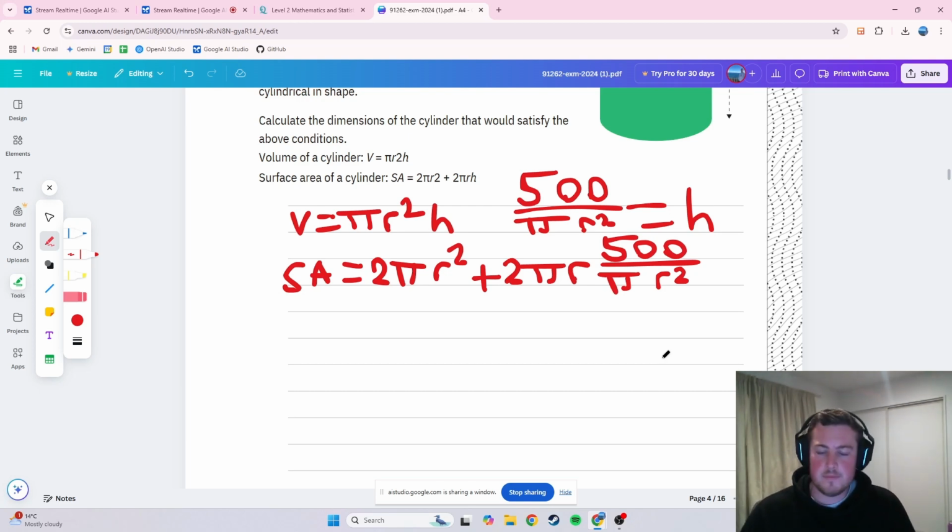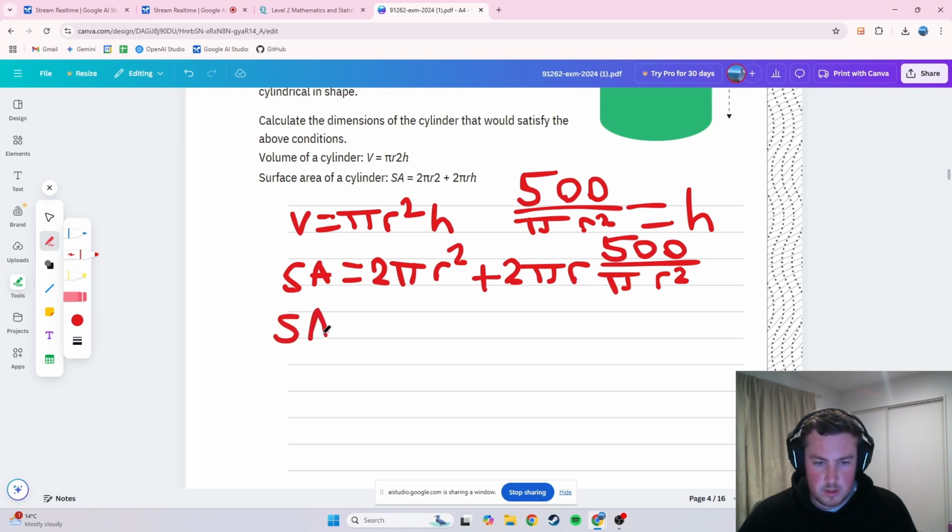Okay, let's start with the surface area equation you have. SA equals 2 pi r squared plus 2 pi r times 500 over pi r squared. First, simplify the second term by canceling out pi, then cancel out one r from the numerator and denominator. That simplifies the equation to SA equals 2 pi r squared plus 1000 over r. Now take the derivative of the surface area with respect to r. Are you familiar with taking derivatives?